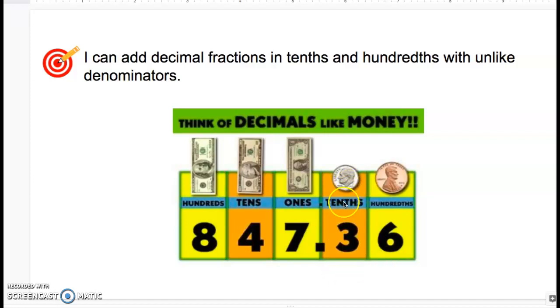Think of a dime as tenths because 10 dimes make a dollar or 1 whole. Think of a penny as the hundredths spot in the place value chart because 100 pennies makes $1. Okay?